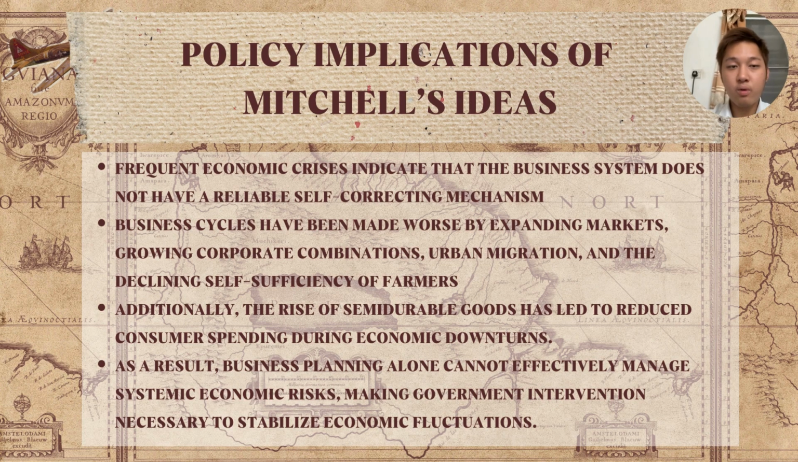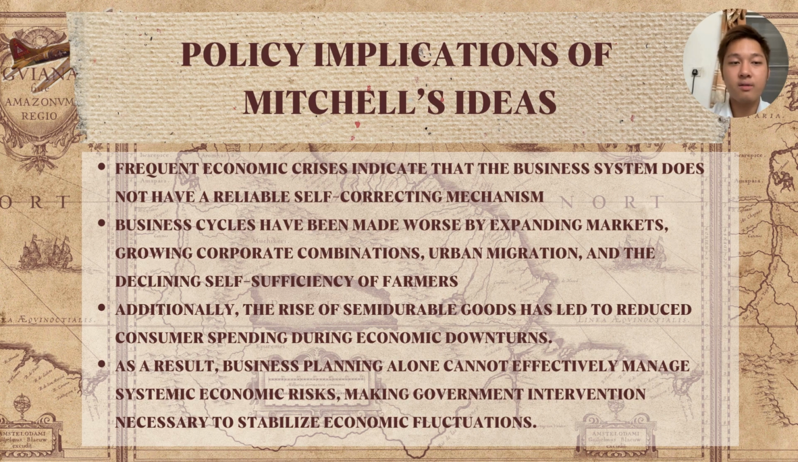Let's begin with Mitchell's view on why our economy experienced frequent crises. In 1935, Mitchell observes that the business system's automatic mechanisms are flawed. They can't fix themselves effectively. This flaw becomes more obvious during recession and depression. Several structural changes have made the business cycle more severe. Markets have expanded, big business combinations have grown, and more people have moved from farm to city.